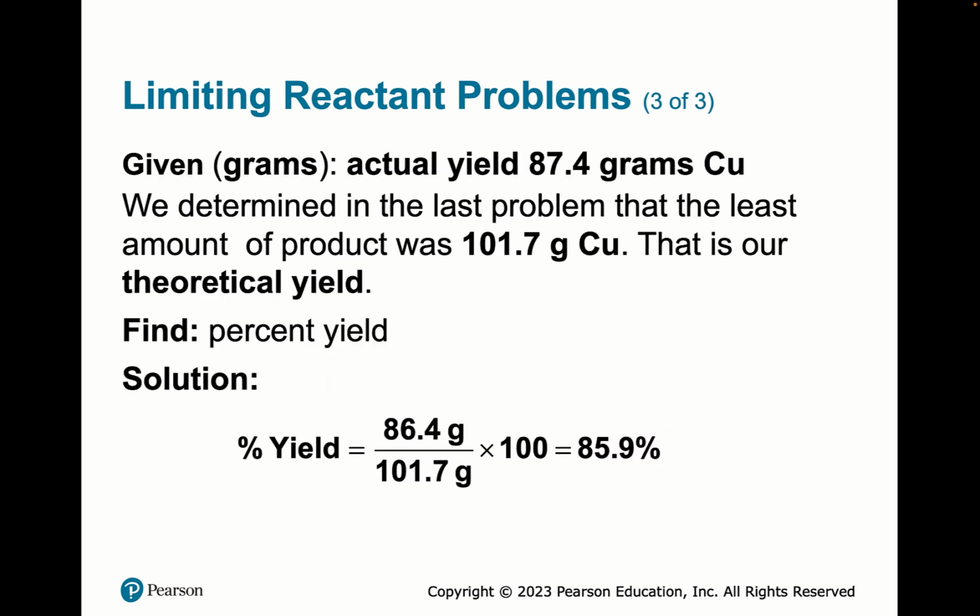And we find out the actual yield is 87.4 grams of copper. The theoretical yield was 101.7 grams. And then calculating the percent yield, we get 85.9%. You're like, wait a second, where is that coming from?